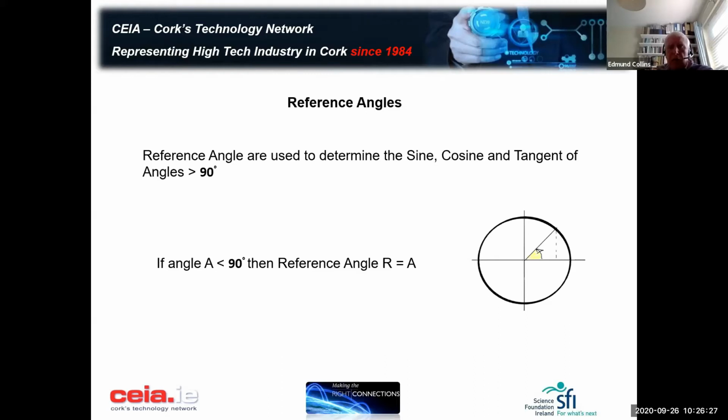Up to now, we've been dealing with acute angles less than 90 degrees. In the first case, if an angle is less than 90 degrees, then we don't need a reference angle. Basically, the reference angle is the angle. So that's straightforward enough. We would work as we have worked in the previous slides. So no problem there.